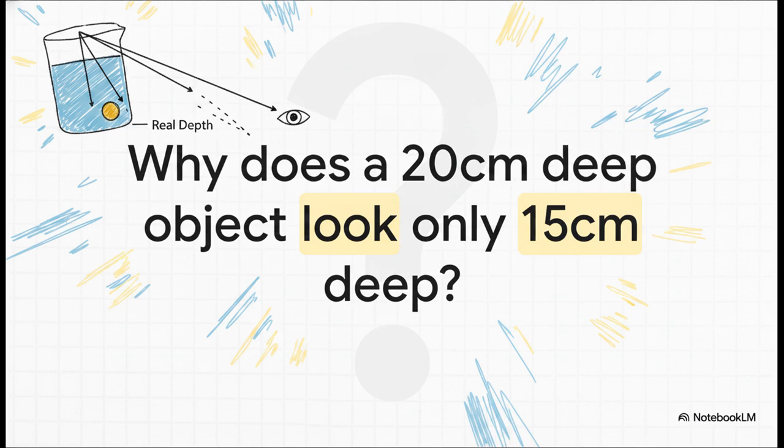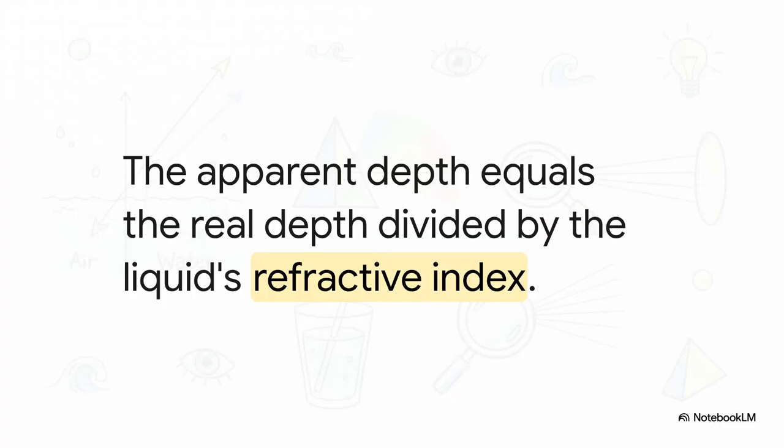Imagine a coin is resting flat at the bottom of a container filled with some clear liquid. Let's say the actual real depth of the coin is exactly 20 centimeters, but when you look straight down into the liquid from above, the coin appears to be floating at only 15 centimeters deep. So my question to you is, why does this liquid magically lift the image of the object up by 5 whole centimeters? Take a second and think about the light rays leaving that coin. Okay, did you figure it out?